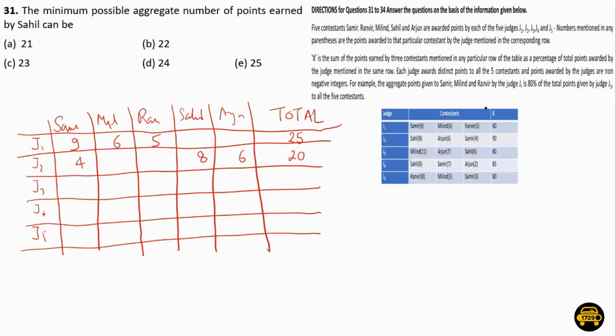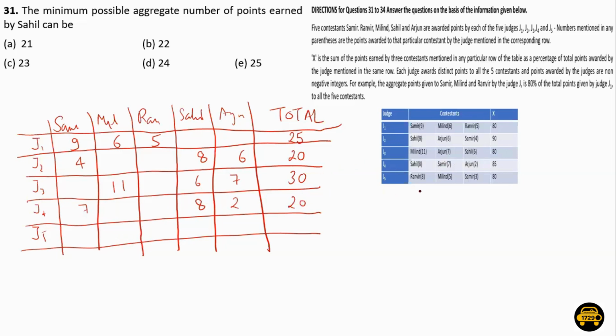I hope you will be able to understand how we are calculating this 90% of total. That's basic calculation, so we'll not waste time on that. Milind got 11 points from J3, Arjun got 7 points from J3, and Sahil got 6 points from J3. So the total sum is 24, which is again 80% of the total. So the total would have been 30. In this case, Sahil got 8 points from J4, Sameer got 7 points, and Arjun got 2 points. The sum is coming out to be 17, which is 85% of the total as given here. So the total would have been 20.